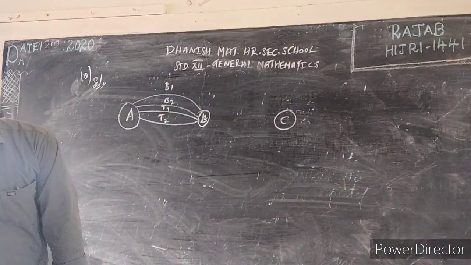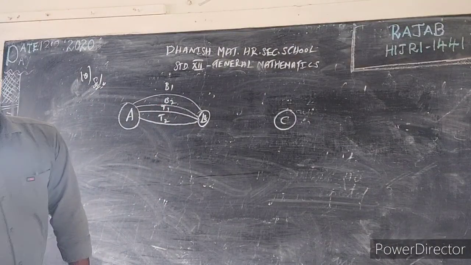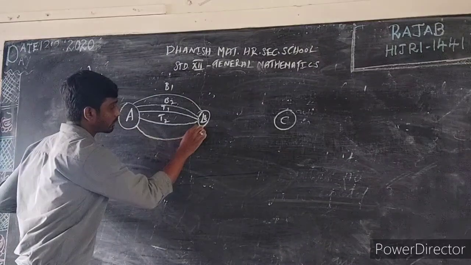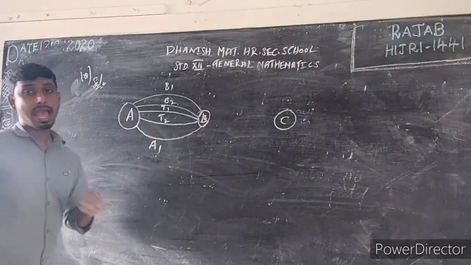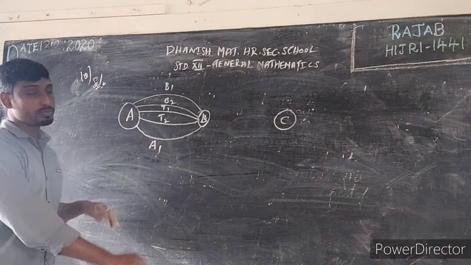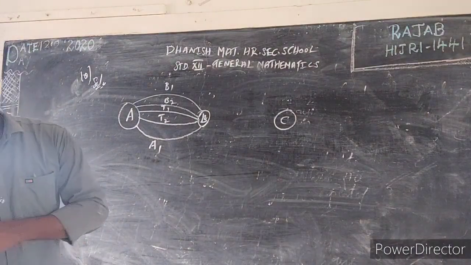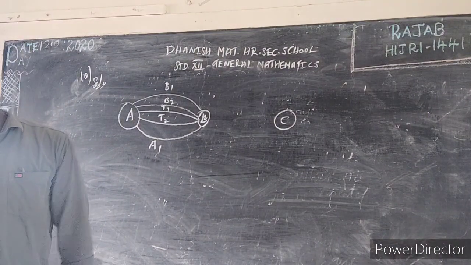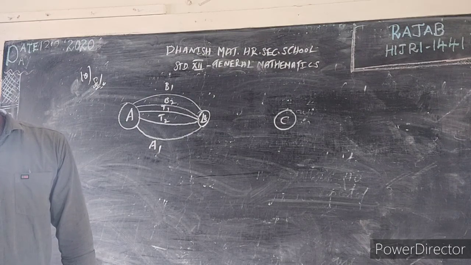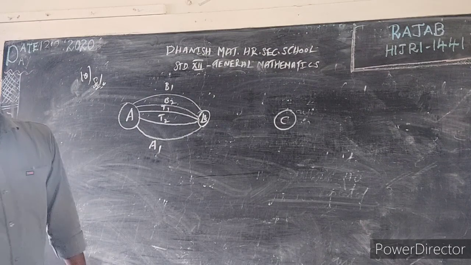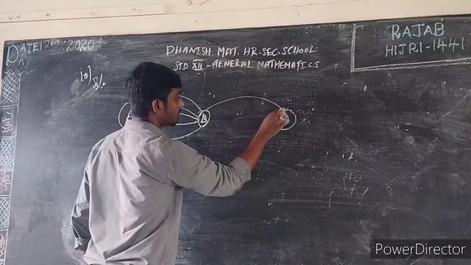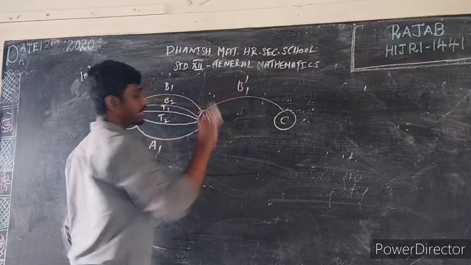Then one air route, that is A1 here. Now comes from place B to C. From place B to C, there is one bus route, say B1 dash. This one is one bus route, B1 dash here.